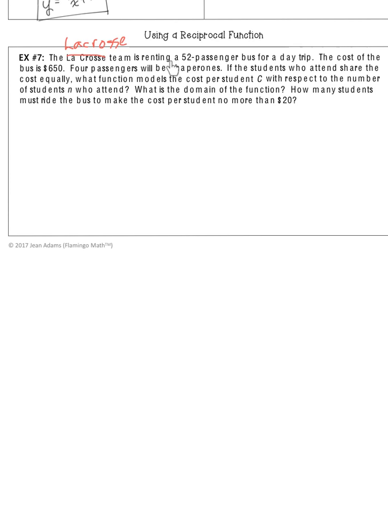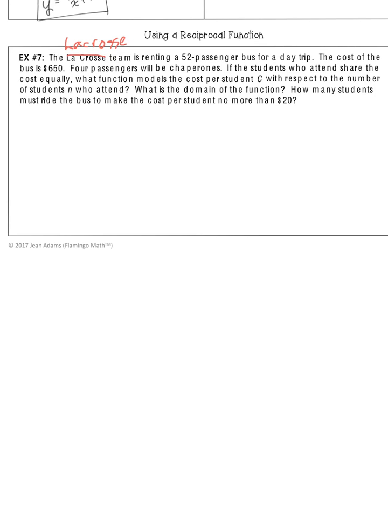So the lacrosse team is renting a 52 passenger bus for the day trip. So we are restricted to 52 total passengers. The cost of the bus is $650. So that's what it's going to cost us, no more, no less. 4 of the passengers will be chaperones. So at most we can have 48 students and 4 chaperones.